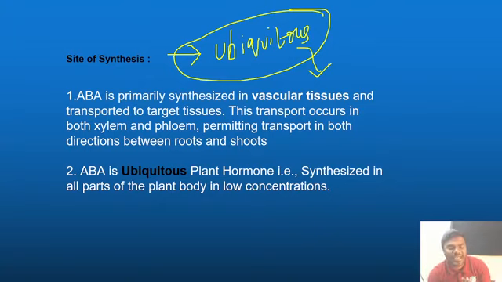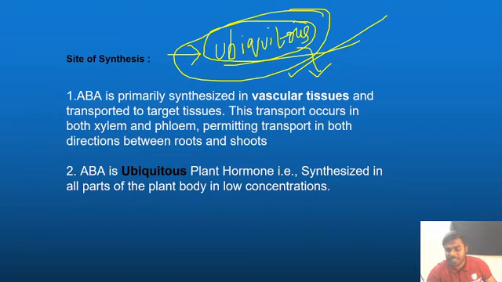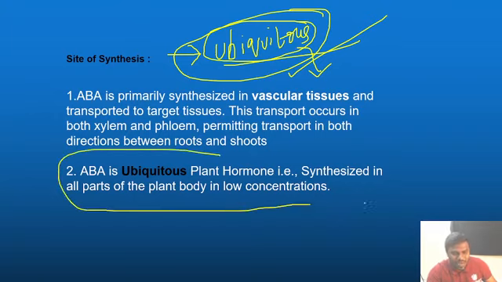Let's take an example, bacteria. What is the speciality of bacteria? Bacteria grow everywhere, right? Bacteria grow at high temperature, high pH, low pH, high pressure, low pressure. Same way, friends, abscisic acid is synthesized everywhere in the plant body. Please do not forget the statement: abscisic acid is the ubiquitous plant hormone synthesized everywhere in the plant body.